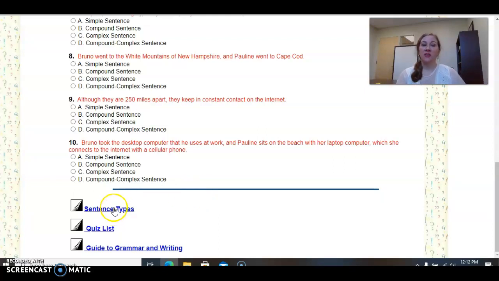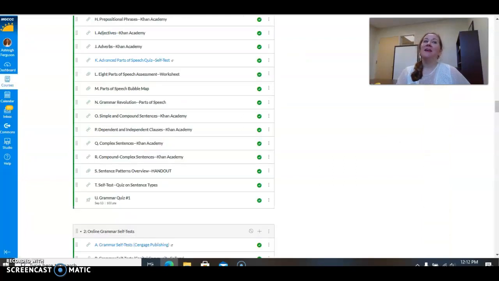And afterwards, you can look at the different sentence types. There's also a quiz list for other grammar lessons. You may want to use this particular resource for other classes as well to help you with the concept of writing in English, okay? Now, again, make sure you look at all these resources.